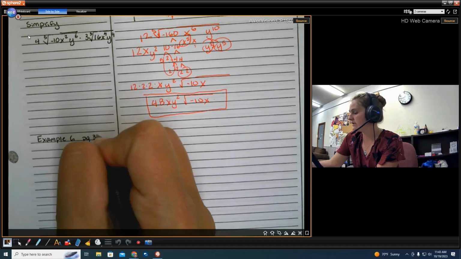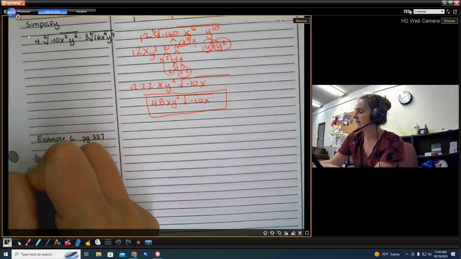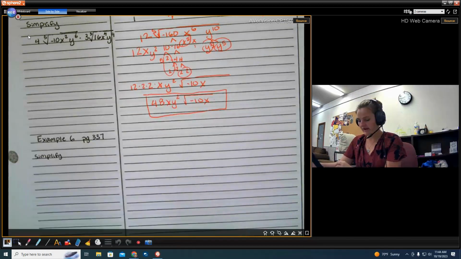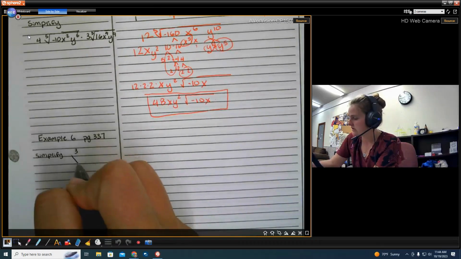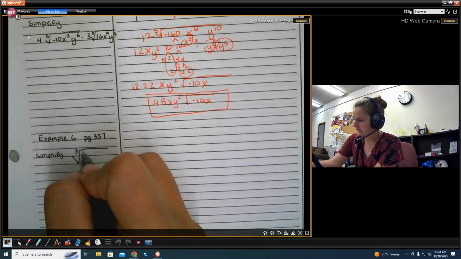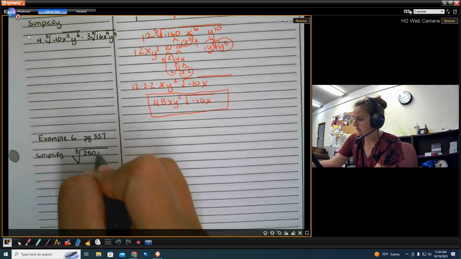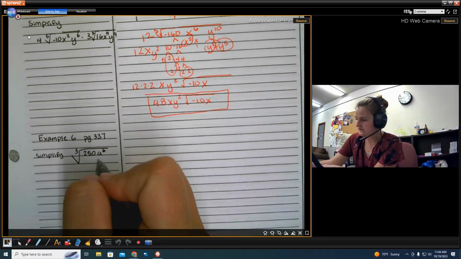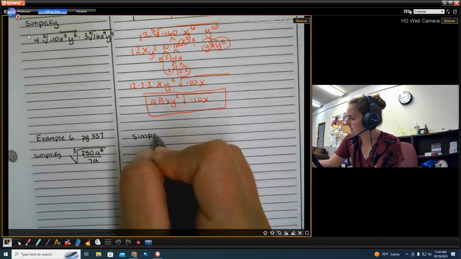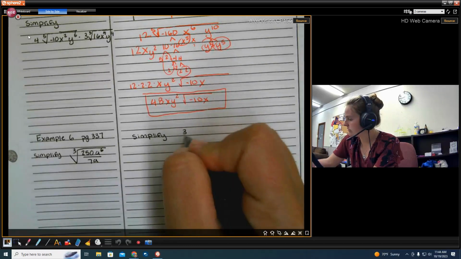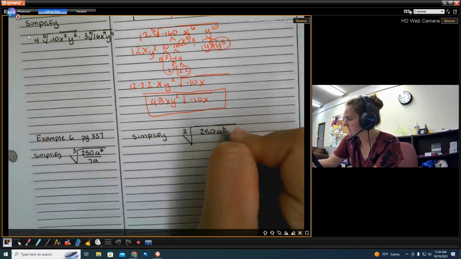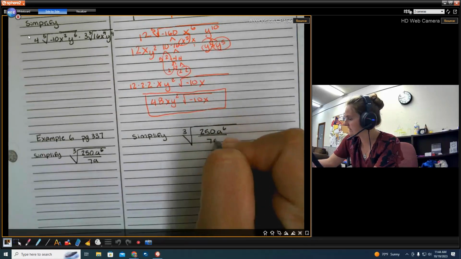Page 337. And it says to simplify the cube root of 250a to the 6 over 7a. Cube root of 250a to the 6th power over 7a.